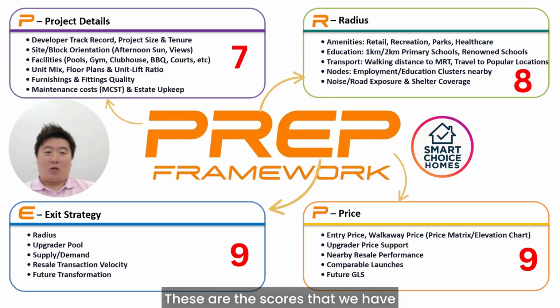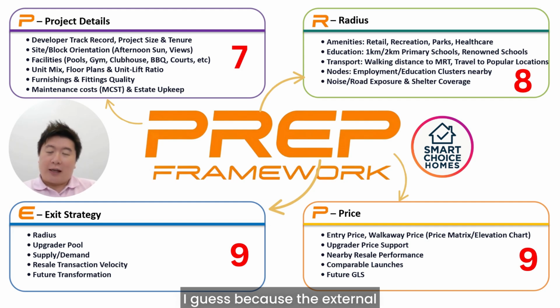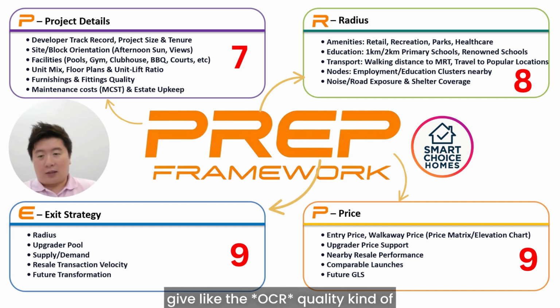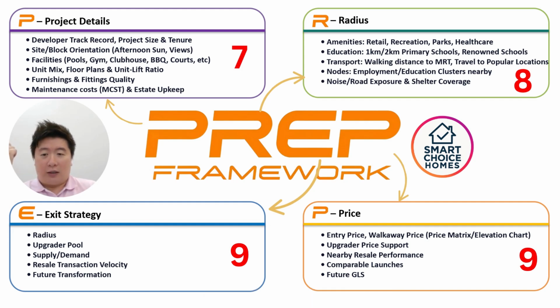And there you go. These are the scores that we have for the PREP framework. So 7 for project details. Like you saw where I was talking about why I would not buy Penrith, a lot of it is actually the project details because it's what the developer provided. I guess because the external portion of Penrith is so strong, they probably felt that the project will still be able to achieve full sales even if they give RCR quality kind of furnishings for an RCR project, and also some of the less than ideal architectural design.